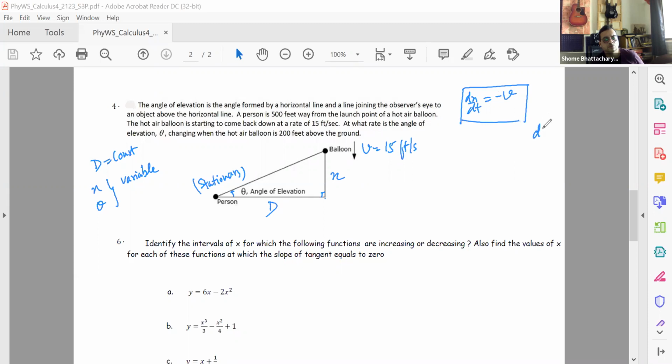So from this now we want to find d theta by dt. So it's an application of chain rule. Now we can see the easiest way to relate them is that tan theta is equal to x by d. So rate of change of tan theta is equal to rate of change of x by d. Now here I'll have to use chain rule.